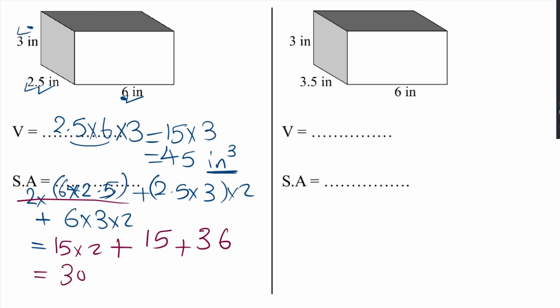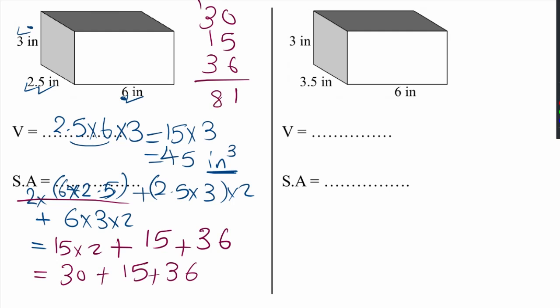15 times 2 is 30. 30 plus 15 plus 36. So we have 30, 15, 36. 0 plus 5 plus 6 is 11. Carry up 1. 3 plus 1 is 4. And 1 5. 5 plus 3 is 8. So the surface area will be 81. 81 what? Don't forget the area is squared. Inch squared.